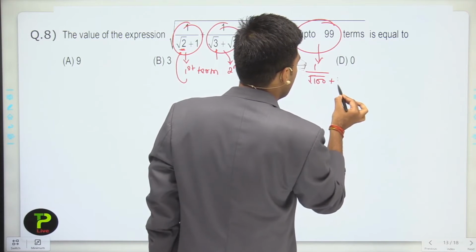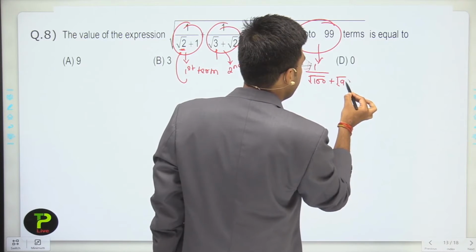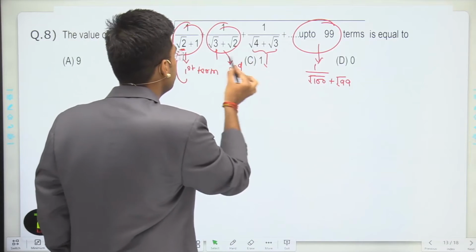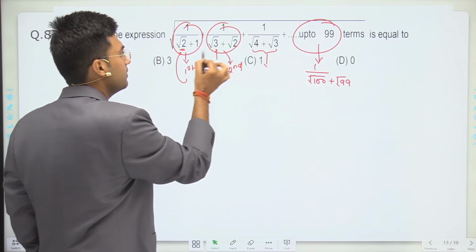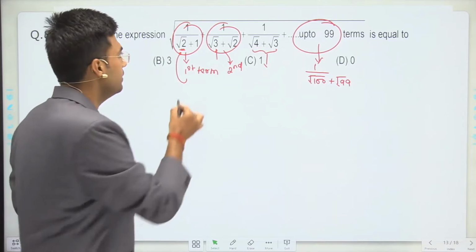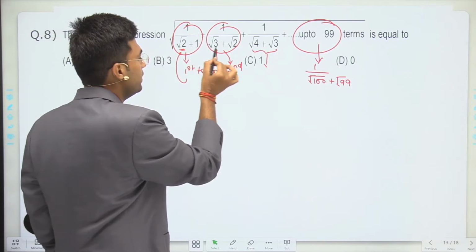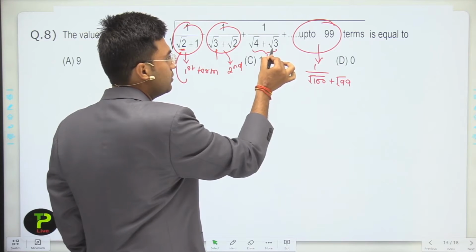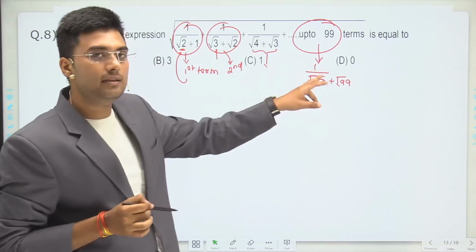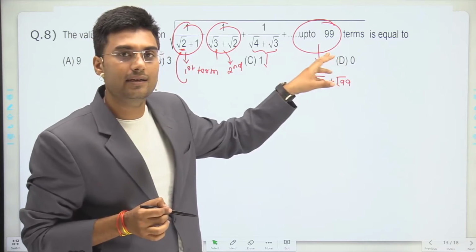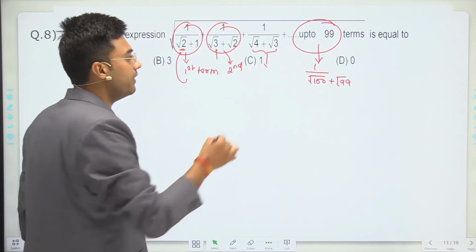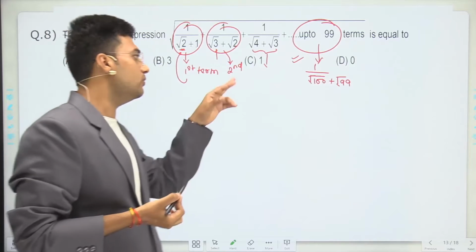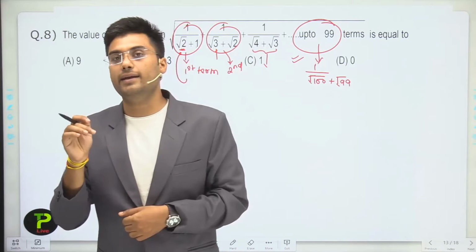plus root 99, because the second value in each term is equal to the number of the term under the root. In the first term it is root 1, in the second term it is root 2, and it is root 3 in the third term. So in the 99th term it is root 99. So we have found the 99th term: 1 upon root 100 plus root 99.